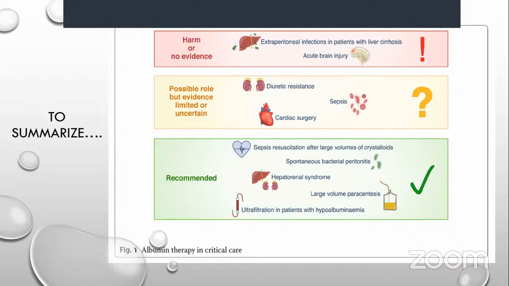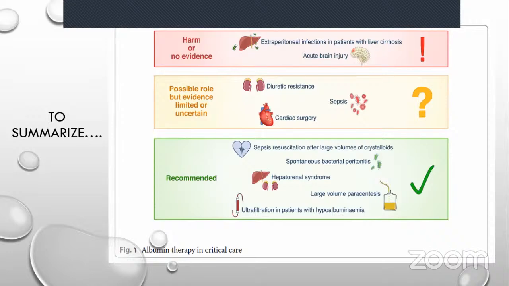Remember, in liver cirrhosis, if you do not have SBP, albumin may not help. It usually helps if a patient also has SBP. So there is a possible role, but evidence is limited or uncertain. We have seen in nephrosis there may be a possible role, in post-cardiac surgery there may be a possible role, and in general septic patients, a possible role.